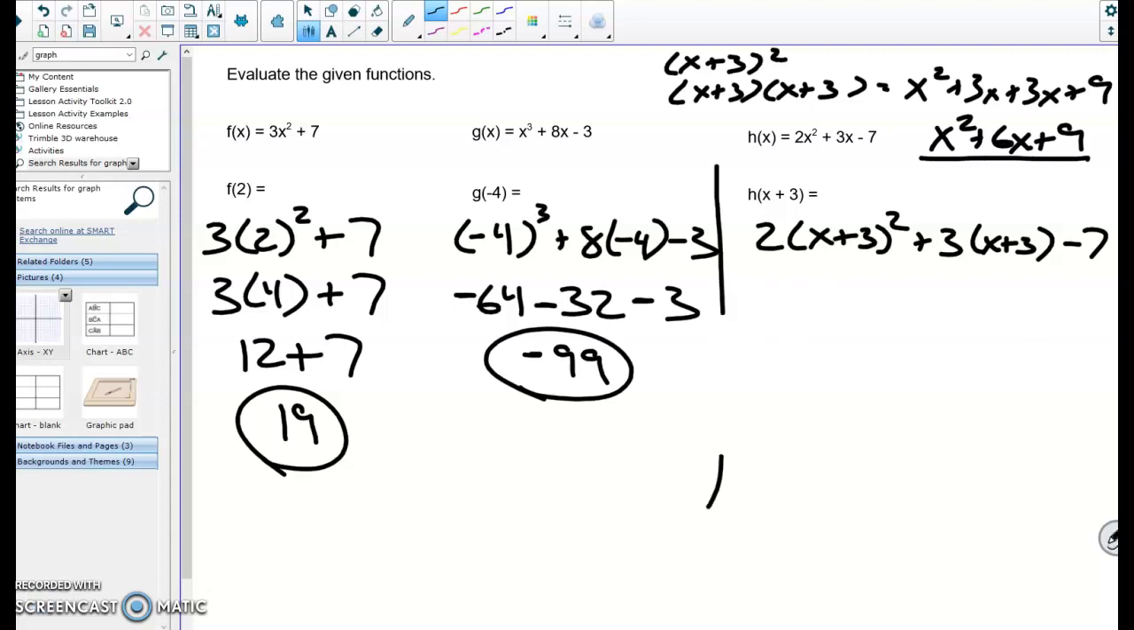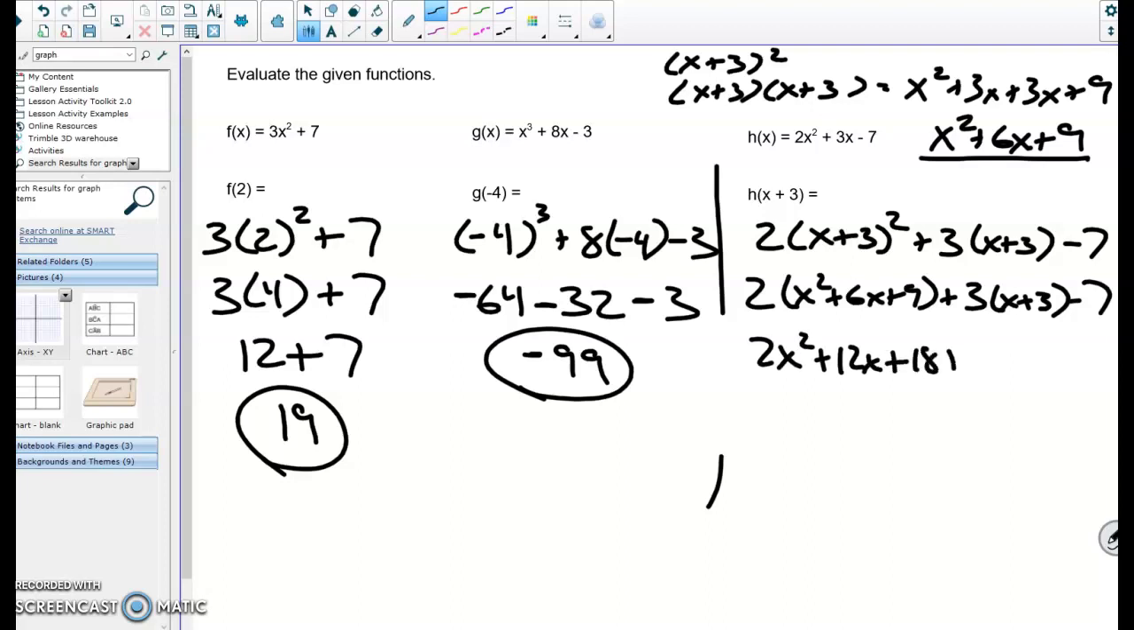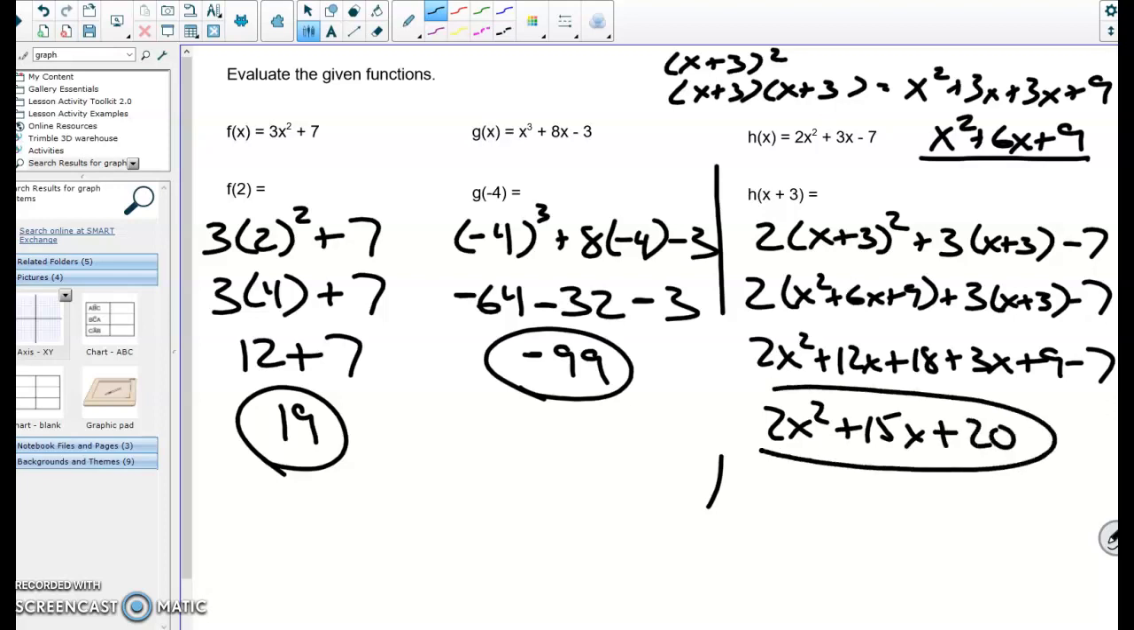So now after I'm done with that FOILing, we plug in the x squared plus 6x plus 9, plus 3 times x plus 3, minus 7. And we distribute. 2x squared plus 12x plus 18 plus 3x plus 9 minus 7. 2x squared, 12x and 3x is 15x. 18 and 9 is 27, minus 7 is 20. And there is my answer. Okay, moving right along.